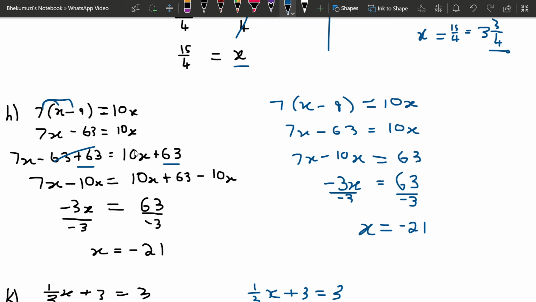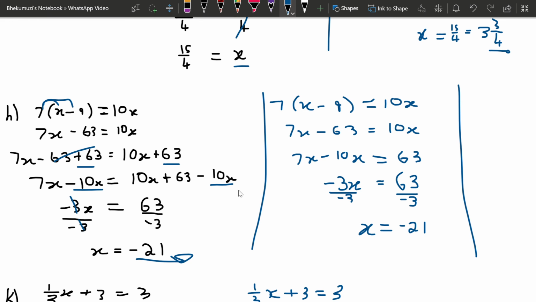And then we want to take 10x onto the other side because it is a like term to 7x. Therefore, we need to take 10x onto the other side. And how would we do that? We can subtract 10x on both sides, and then you'll be left with minus 3x, and then you divide by minus 3, and you find that 63 divided by minus 3 will give you minus 21, right? And then there is the alternative way of looking at it, and so we move on.